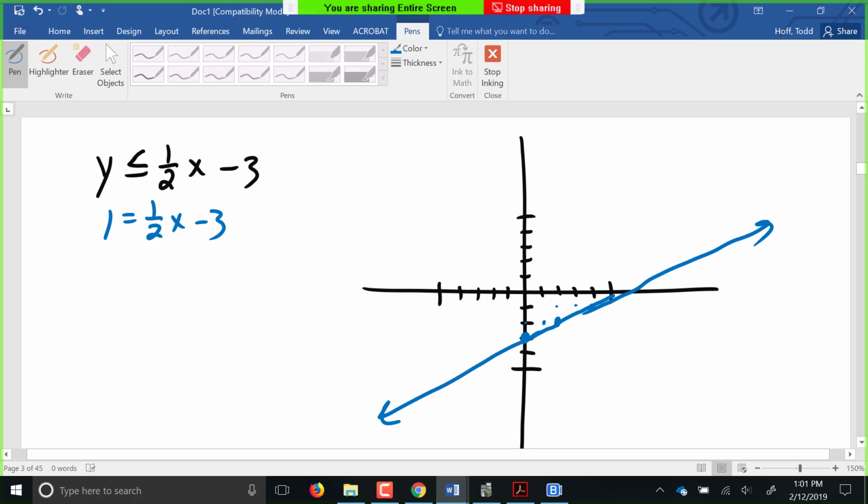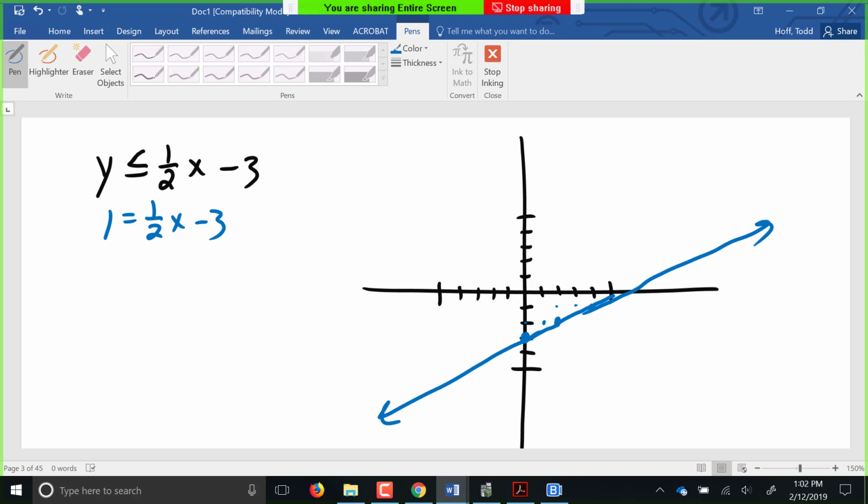Now, on the number line, we just had an arrow that pointed to one side or another. Because the number line is just one-dimensional like that, we just had to know left side or right side. Here, it's two dimensions, so we can't just point to one side. We're going to have to shade one side in.